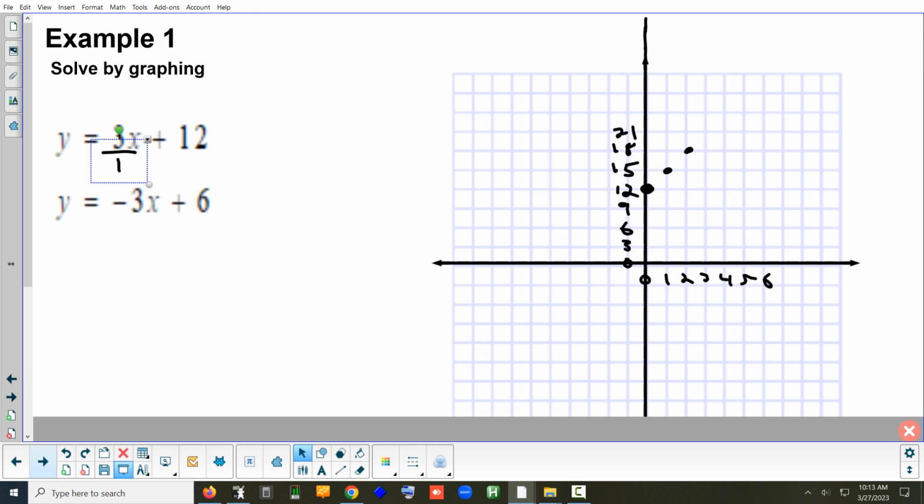Okay, so now I can go up 3 again. 18. If I go up 3, brings me to 21, and then right 1. And I can kind of see what's going on. So generally what I do at this point is just continue the pattern.